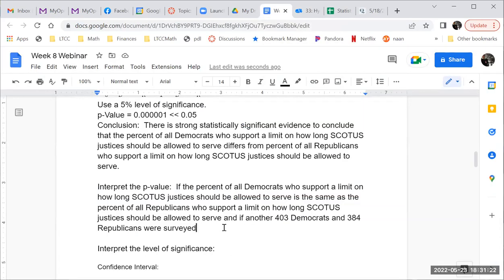So before, last week, we had to make sure that NP and NQ are both bigger than 5. So now we have to have that NP and NQ are both bigger than 5 for both groups. When you're doing a comparison study with the Democrats and Republicans, you have to make sure that all of your NPs and NQs are bigger than 5. So there's more of them to deal with. Any questions on that?